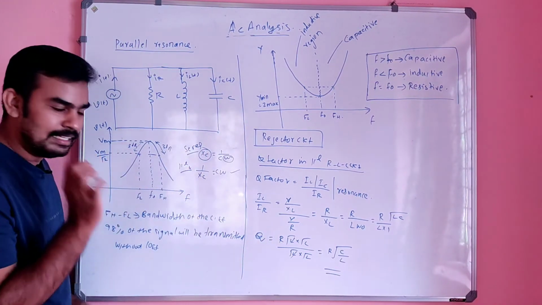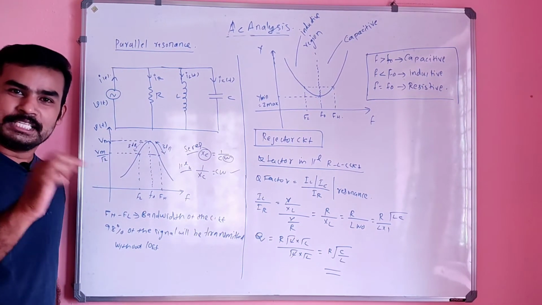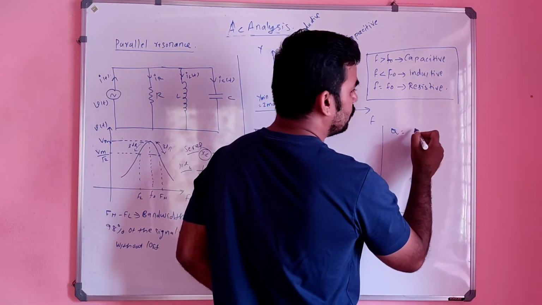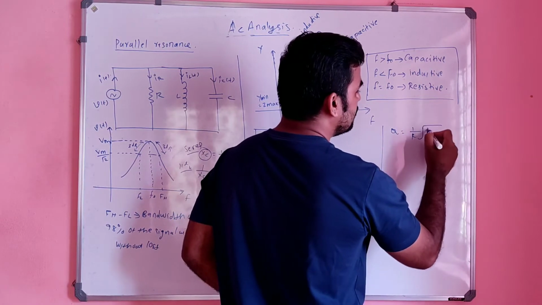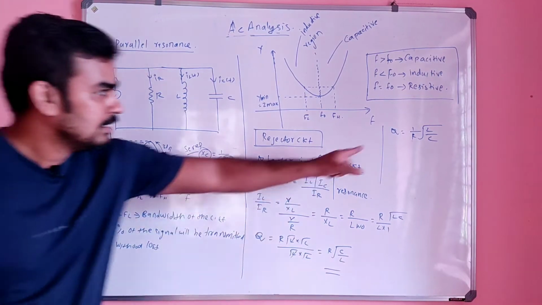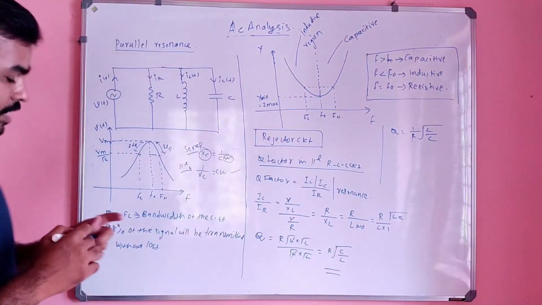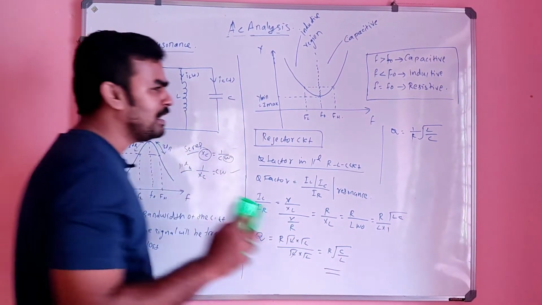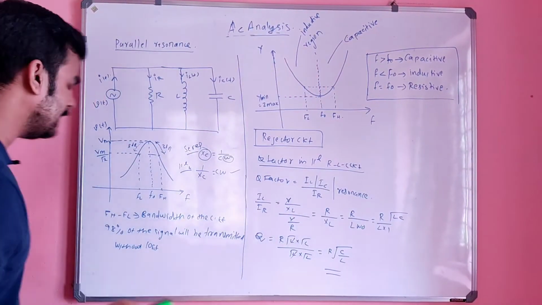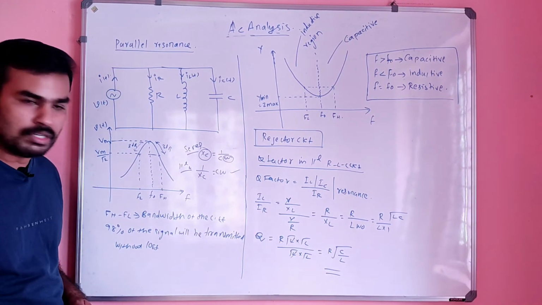So did you observe one thing? It is exactly the reciprocal of the series Q factor, right? In the series circuit, Q factor was 1 by R root of L by C. Do you remember this? Take the reciprocal of this, and it will give R root of C by L. Please compare those things now. Please compare and study, then things will remain in your mind all the time. So that is the Q factor, R root of C by L.